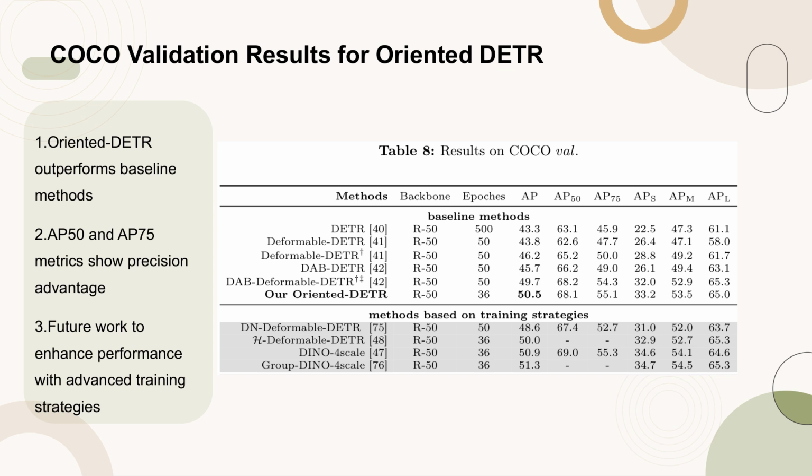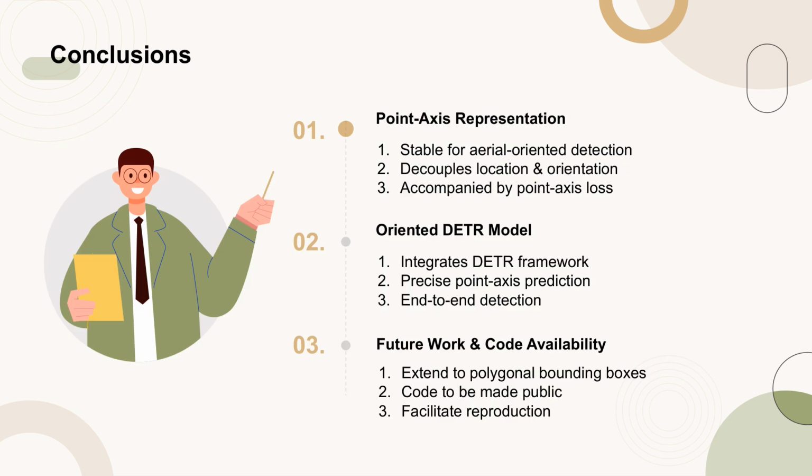The paper introduces the point axis representation, which is designed to provide a stable method for aerial-oriented object detection. This representation separates location and orientation information, and is supported by point axis loss functions that supervise both the point set and the axis without requiring additional annotations. The oriented DETR model, which leverages this representation, integrates the DETR framework to achieve precise point axis prediction and end-to-end detection, demonstrating significant improvements in aerial-oriented object detection tasks.